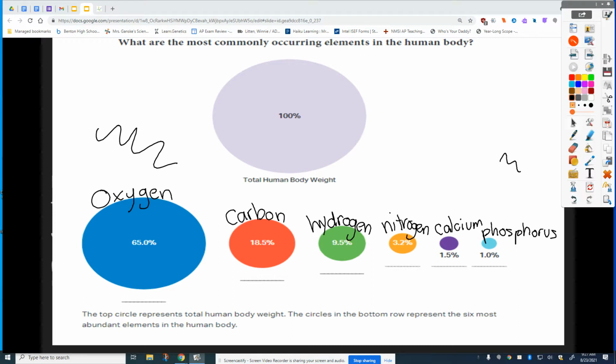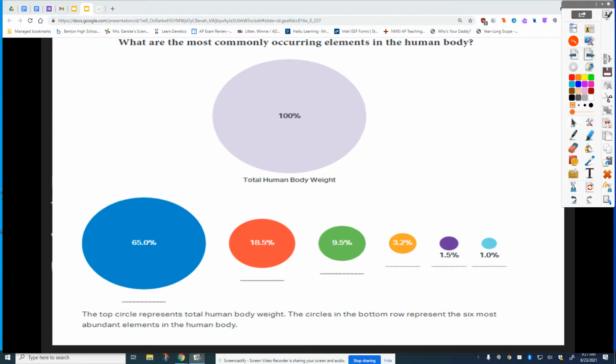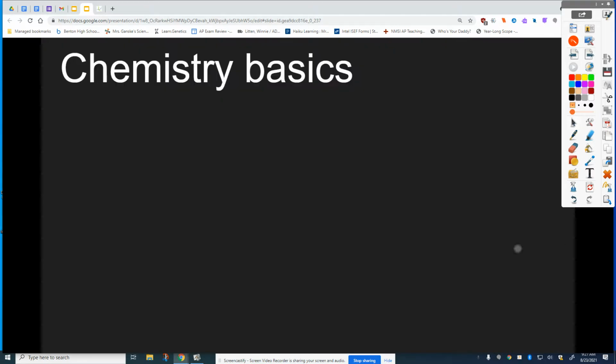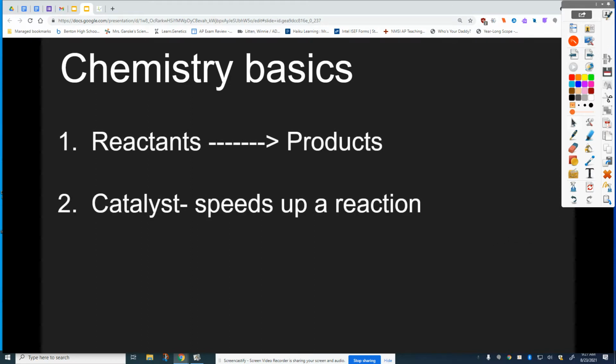But in order to understand macromolecules, we have to get some chemistry basics in. So, first off, reactants yield products. If you flip the page, this should be fill in the blank notes for you as you go. How many of you have ever written a chemical equation before? Anybody written the equation for photosynthesis in environmental science? Tell me the equation for photosynthesis. Somebody start me off. Give me part of it.